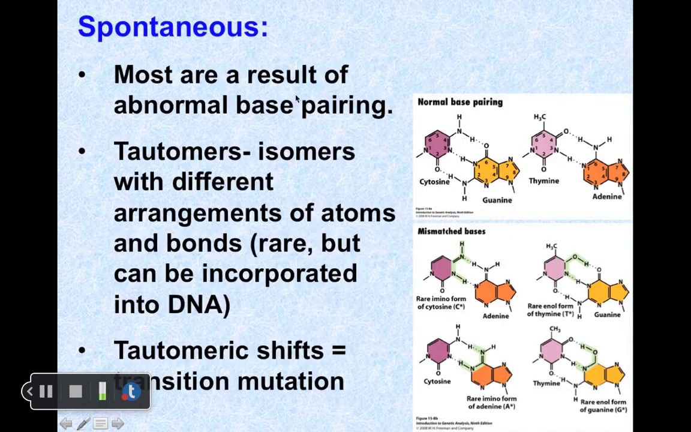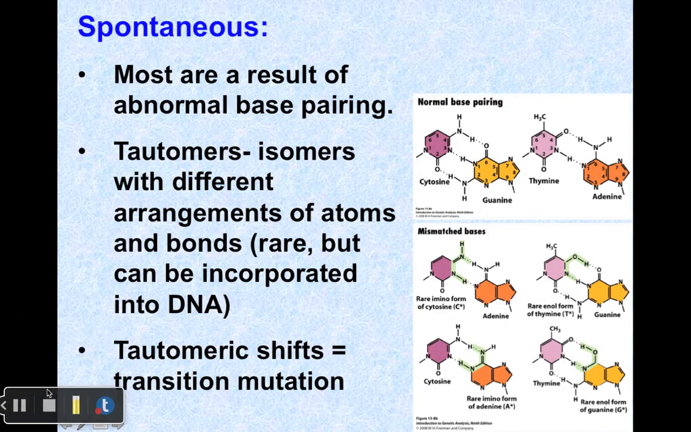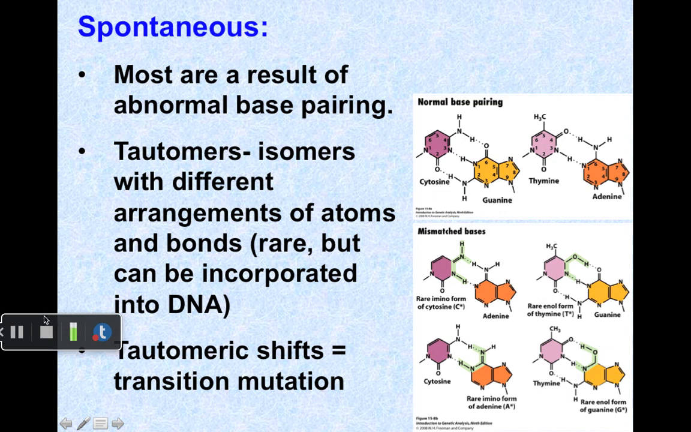They can occur within organisms by a variety of mechanisms. Let's just briefly illustrate some of those here. So it turns out that most spontaneous mutations are simply a result of abnormal base pairing. So for example, we can talk about tautomers. These refer to isomers with different arrangements of atoms and bonds, and these are fairly rare, but they do occur and they can be incorporated into DNA.